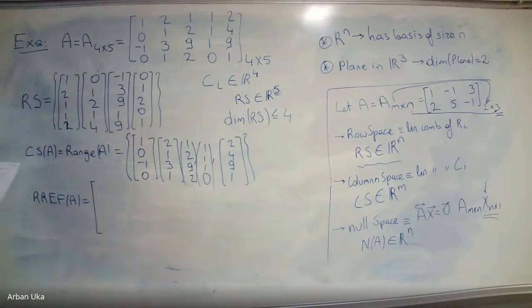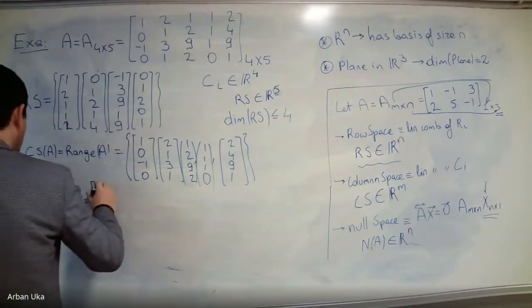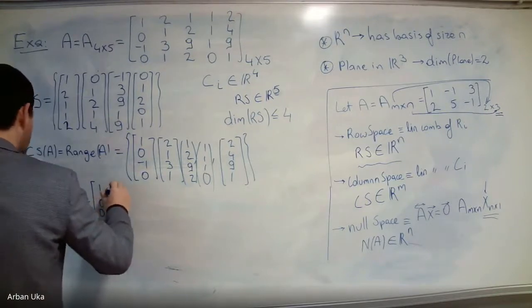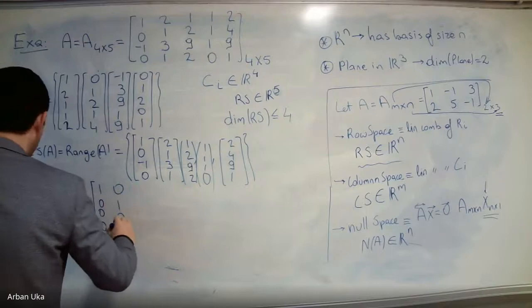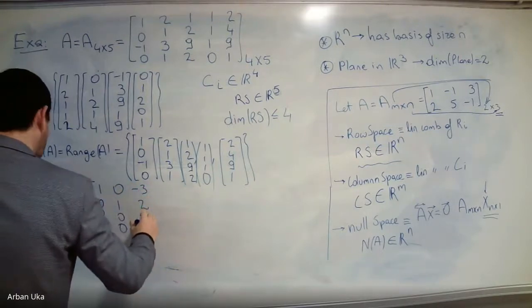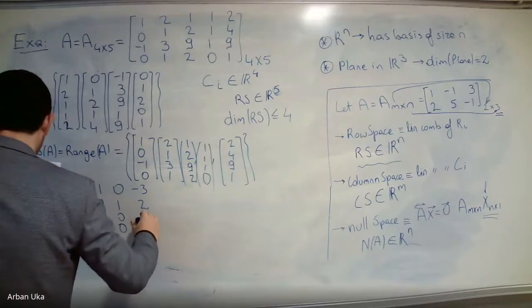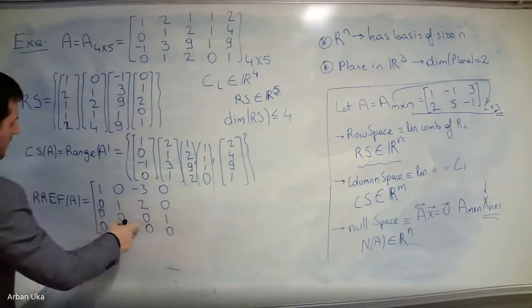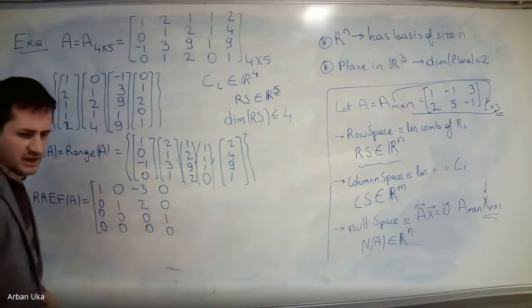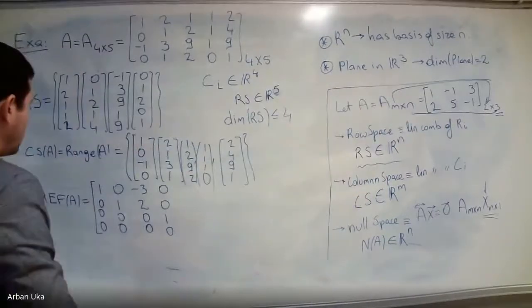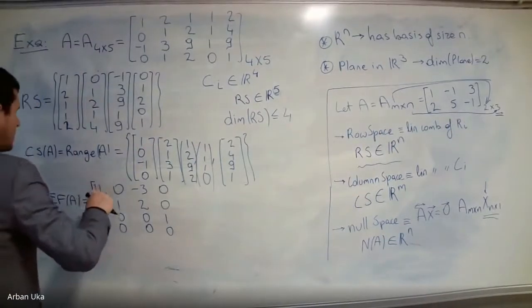And the reduced row echelon form of A, we get 1, 0, 0, 0, 0, 1, 0, 0, minus 3, 2, 0, 0, 0, 0, 1, 0. So we have a leading one, which means that the leading ones are full of zeros in their column. The column leading ones are alone.